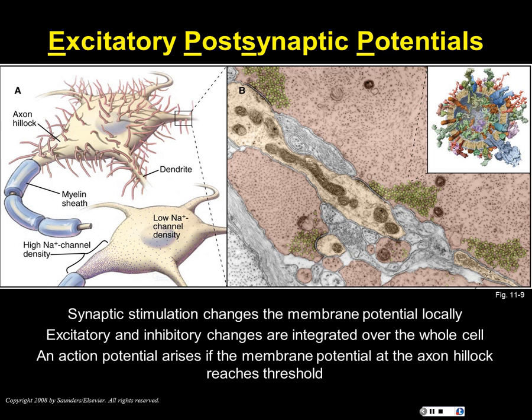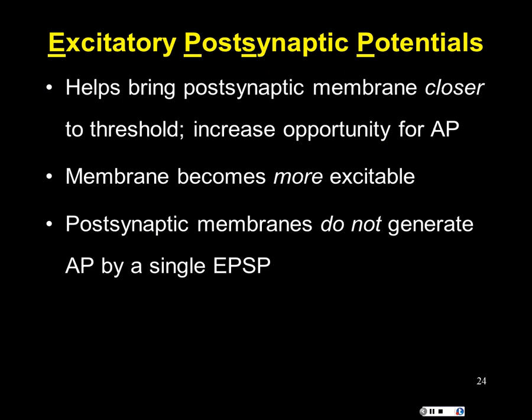Let me come back to these images as well. The whole point is to bring the postsynaptic membrane potential closer to threshold, increasing the chance for an action potential. In other words, the postsynaptic cell became a little more excitable. But the point I was trying to make is this last bullet: a single excitatory postsynaptic potential is not enough to generate an action potential. It's clearly a graded potential, a depolarization getting closer to threshold.